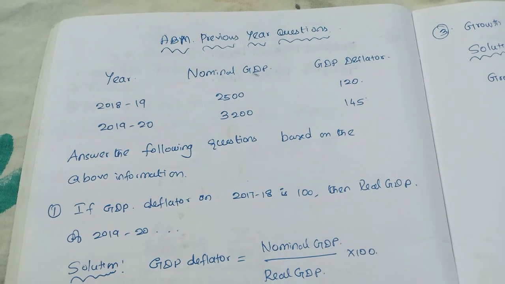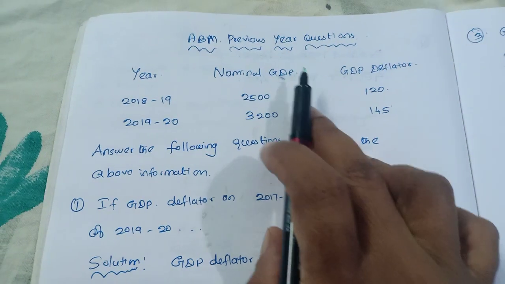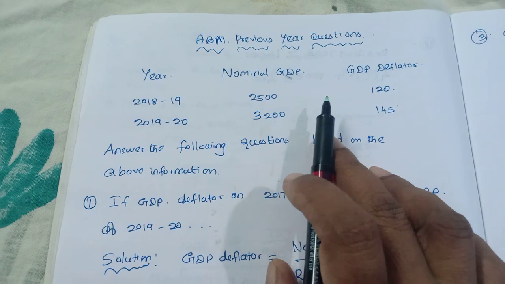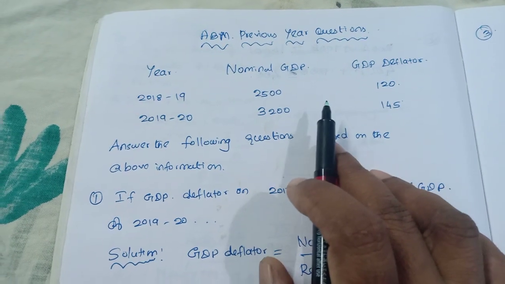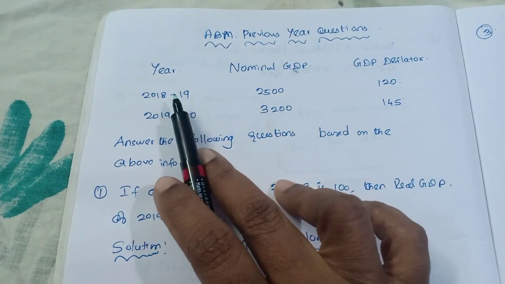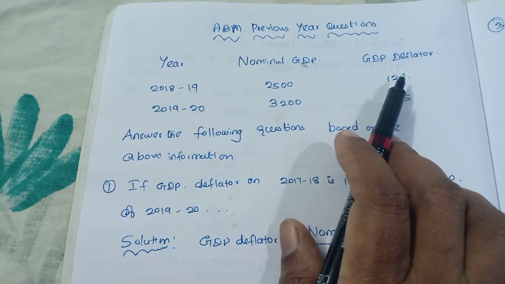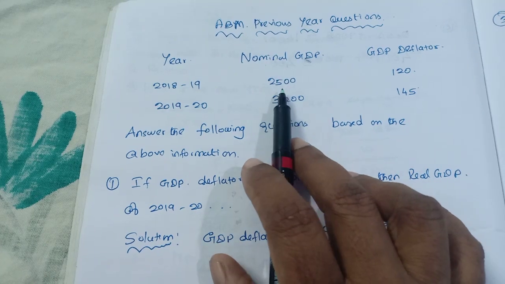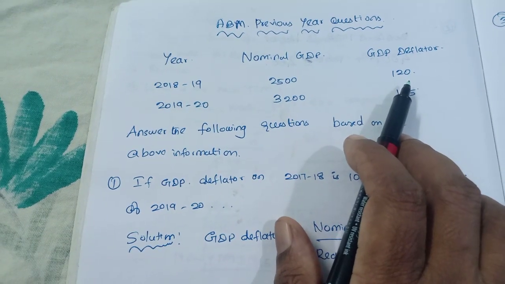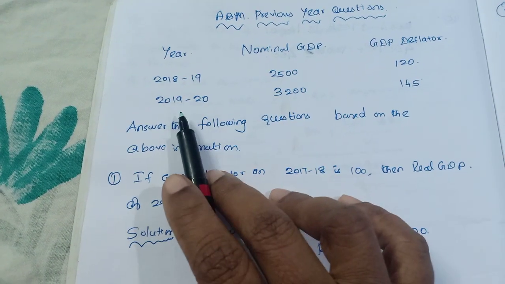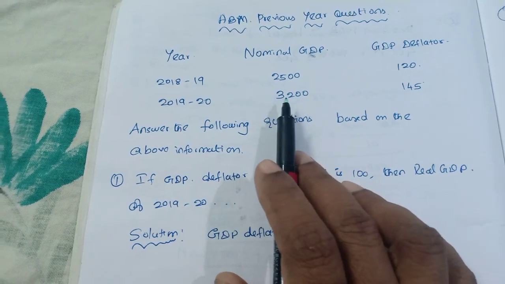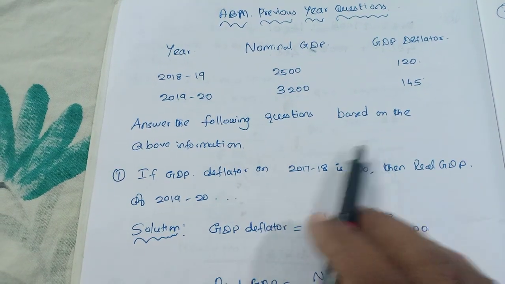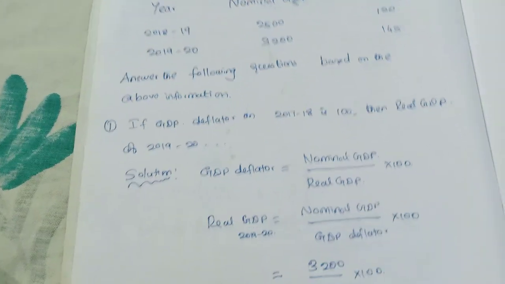Now what we are going to see is some important questions in ABM previous year questions, and also it will be useful for the last minute revision. First question is here: nominal GDP and GDP deflator. All these three are given. For the year 2018 to 19, nominal GDP is 2500 and GDP deflator is 120. And for the year 2019 to 20, the nominal GDP is 3200 and GDP deflator is 145. Answer the following questions based on the above information.